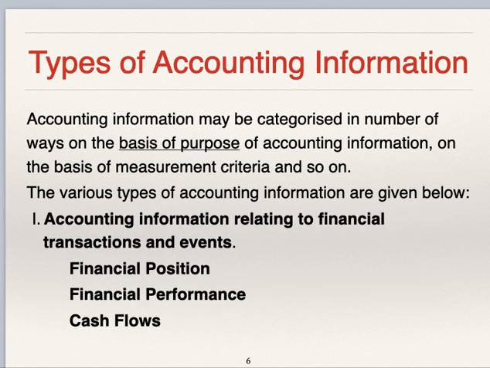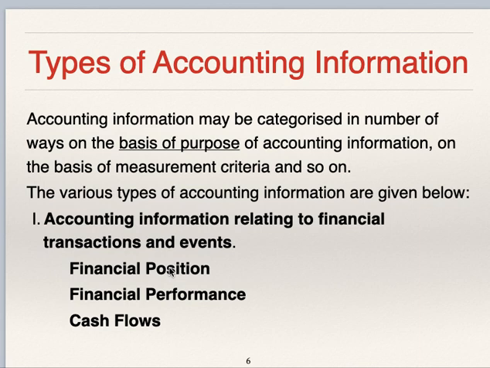Now we'll see types of accounting information. Accounting information may be categorized in a number of ways, on the basis of purpose of accounting information, on the basis of measurement criteria, and so on. So accounting information is grouped, classified, categorized in various ways. Purpose will be different. So normally this accounting information is classified as, first, information relating to financial transactions and events.